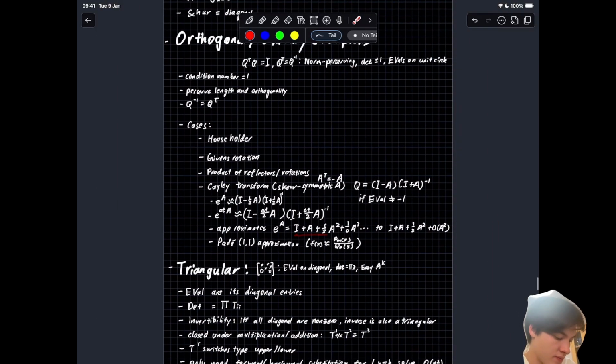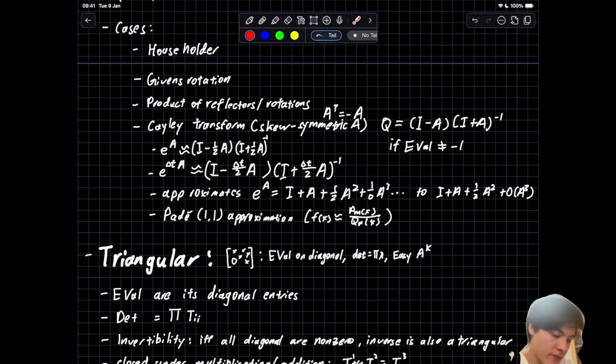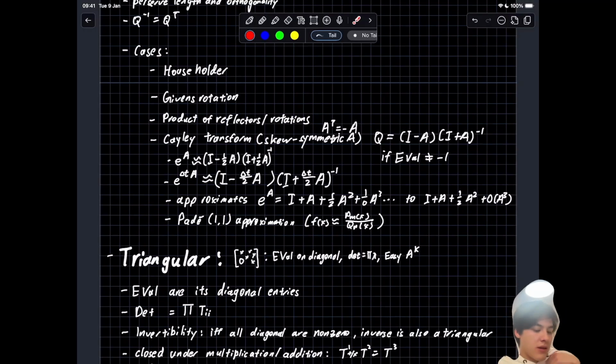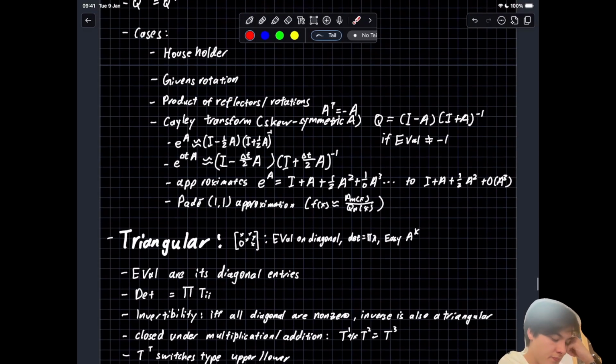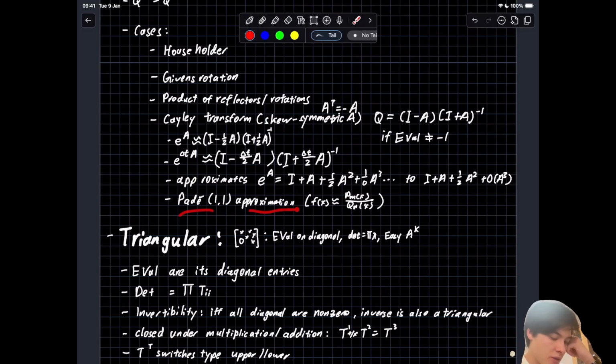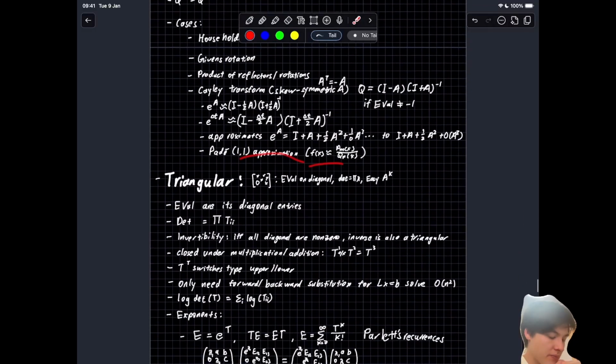Yeah, it's I plus A plus half A squared, so it's the Taylor expansion. So Padé approximation. Where did this come from? Oh, this is where this came from. So this came from this.